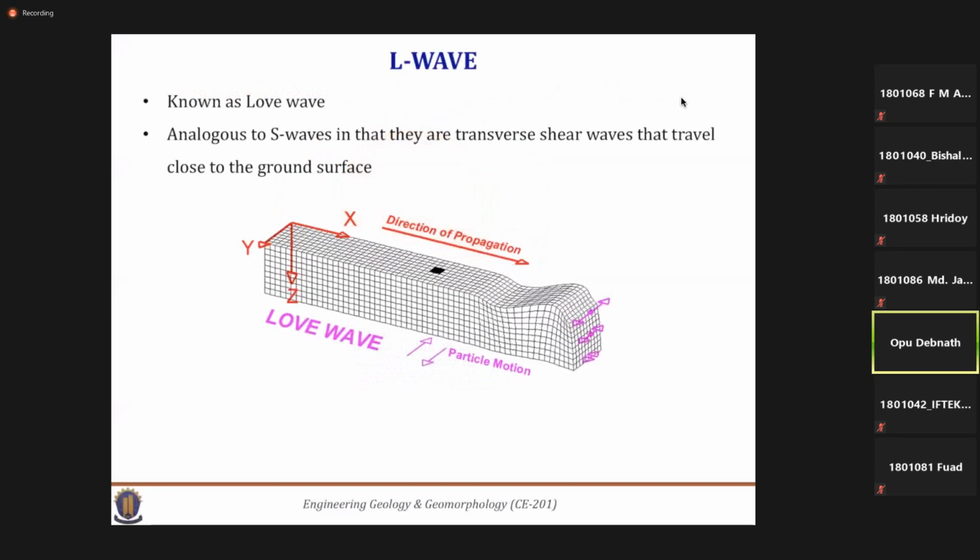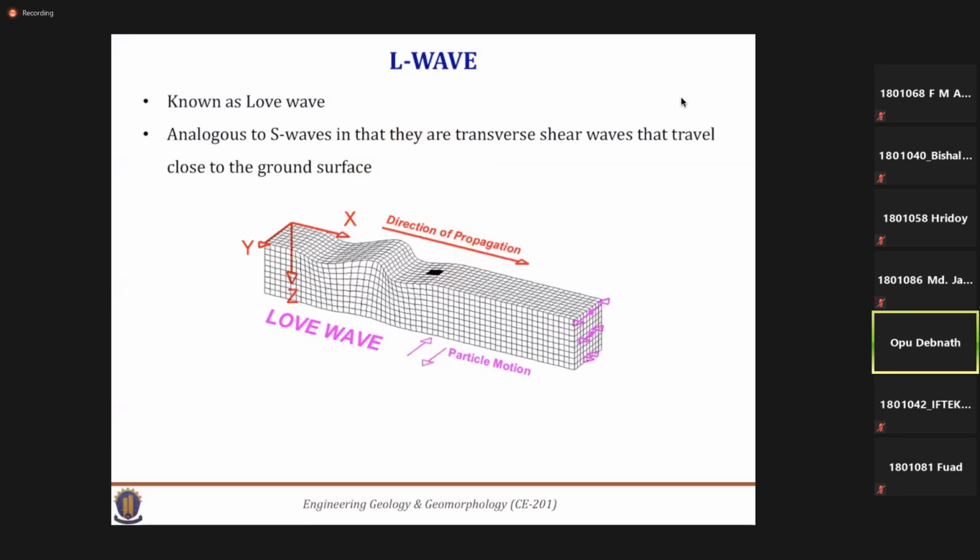This is very similar to the S wave, because there is also transverse shear. In this case, it is very similar to the S wave, and the direction of propagation is also the same, but the only difference is the transverse shear.